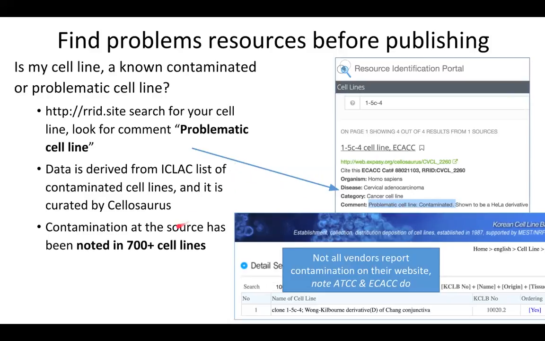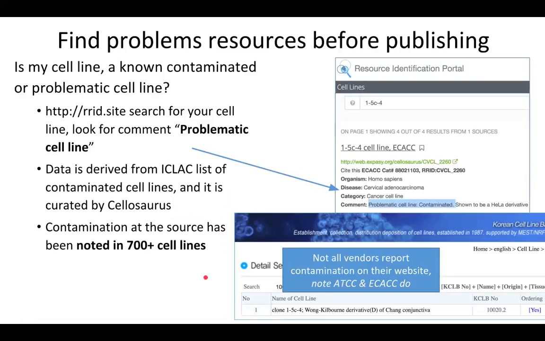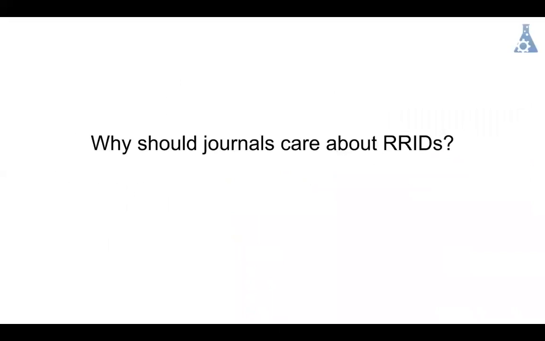So this list of cell lines is derived from a list put together by ICLAC, the International Cell Line Authentication Committee. This has grown to well over 700 cell lines, and it continues to change. So this is something that needs to be checked periodically. But right before the paper's published would be a great last check. So this is definitely the place where it becomes critical.